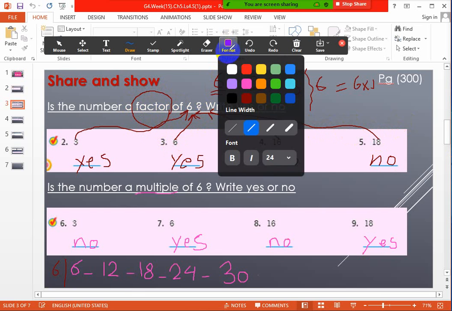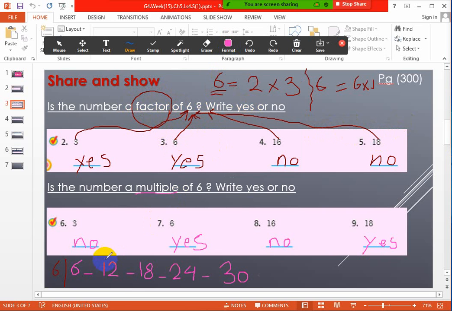Now, in the second question, if I want to know the multiple of any number, I have to write the multiples first. Find the multiples. As we learned, multiply the 6 with a pattern, 1, then multiply it with 2, then multiply it with 3, etc.